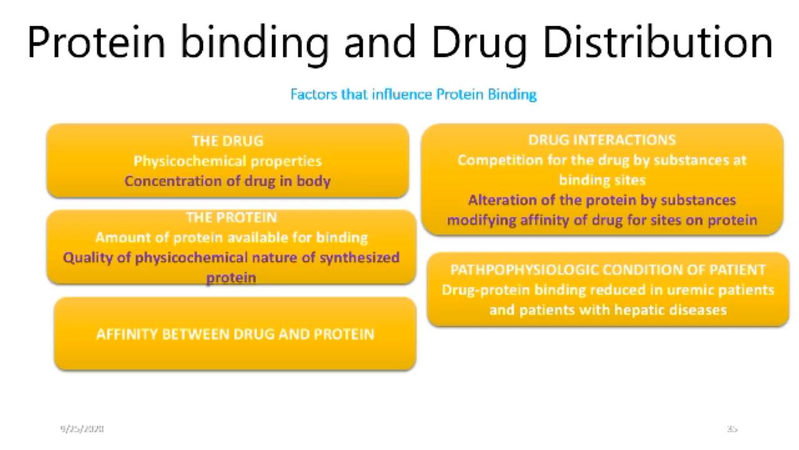That goes without saying. Drug interactions, competition for the binding sites on the protein, alteration of the protein by substances that modify the affinity of the drugs for sites on the protein. And of course, the pathophysiological condition of the patient, right? Drug protein binding is reduced in uremic patients and patients with hepatic diseases. So the disease state is going to affect the synthesis of the protein, and that in itself is going to reduce the binding sites of drug to protein.